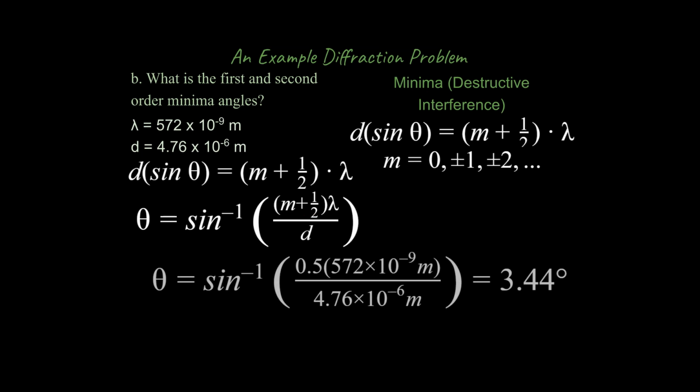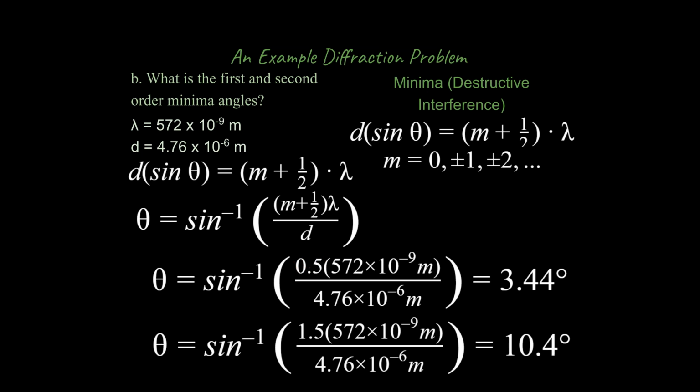So we're going to go ahead and plug in our numbers at this point because we're now ready to. Notice what I'm using for my m value right here because I want them to be offset by 1/2 a wavelength. And then I do the same thing for the second order minimum and get my second answer here. And that's it. That's how you do one of these problems using these equations.